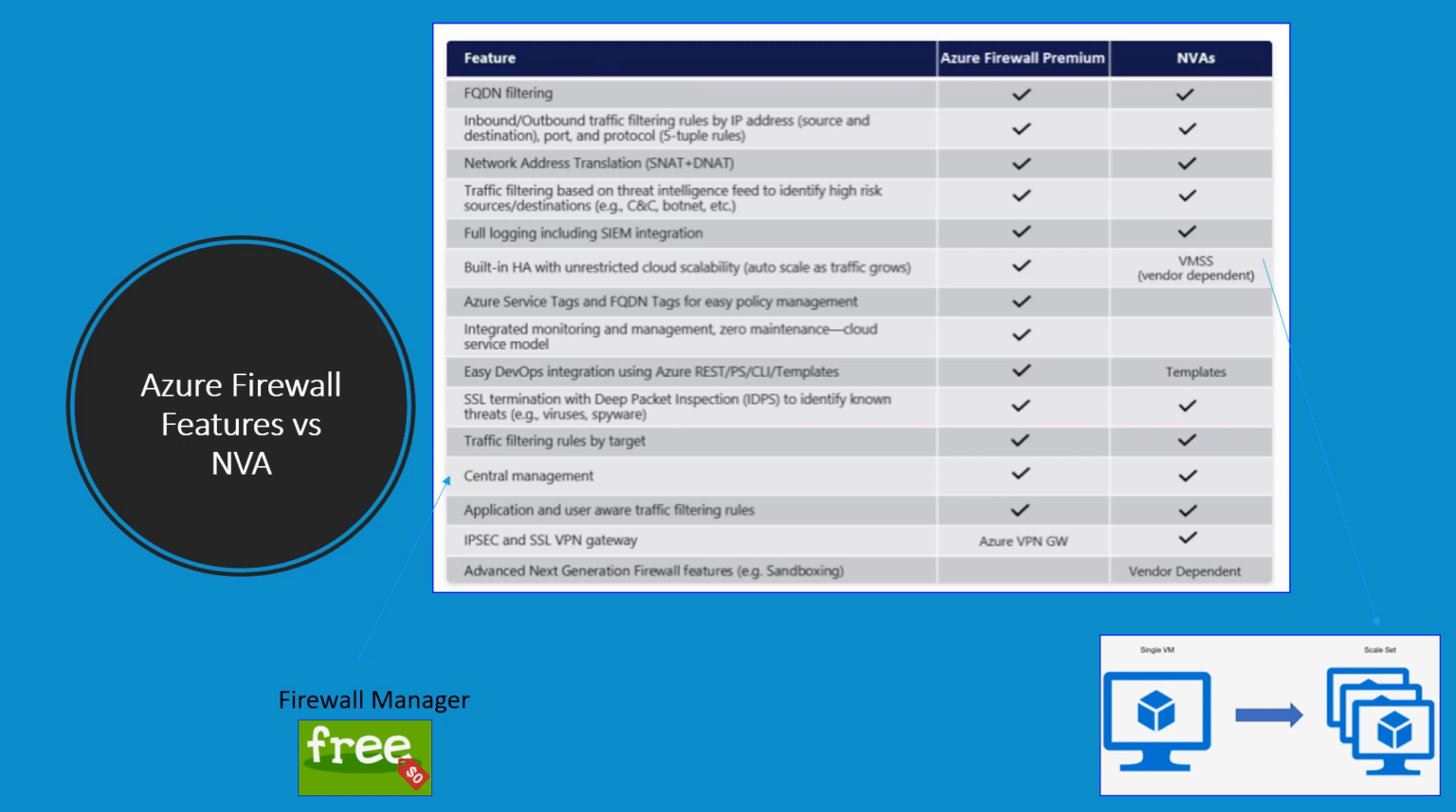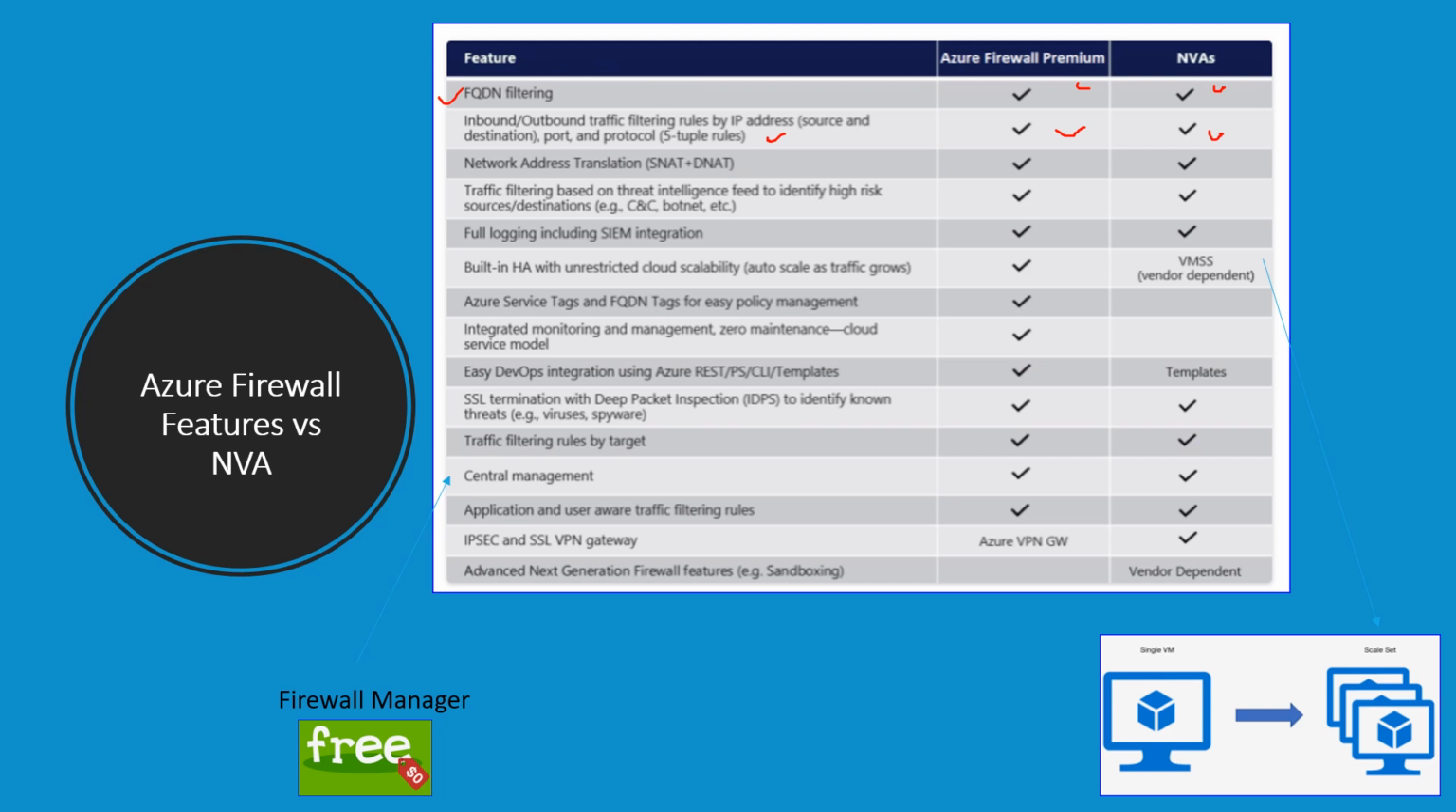The first one is FQDN filtering. FQDN filtering means if you know the FQDN and you want to block that particular traffic, for example, if you want to block Facebook from your network, you can go for this kind of filtering. This is supported by Azure Firewall, and it is also supported by NVAs. Inbound and outbound traffic filtering by 5-tuple rules is very common. It is supported by Azure Firewall and NVA as well.